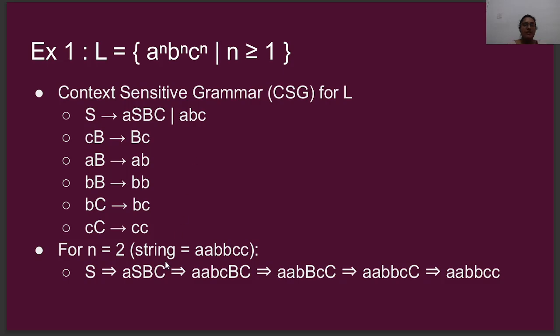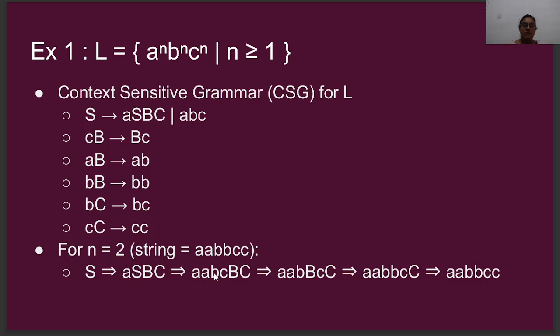Now let's look at the string for n is equal to 2, that is AA, BB, CC. We start with S. Please look at my cursor. With the first production, S gives you A, capital S, B, C, capital B and C. And then again, this S is being expanded. Again, that S is replaced by ABC, but not ASBC, ABC, because we want only two A's. So when we replace this S with ABC, two A's will be there.